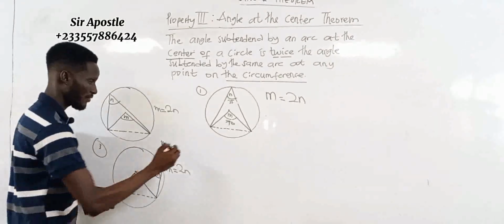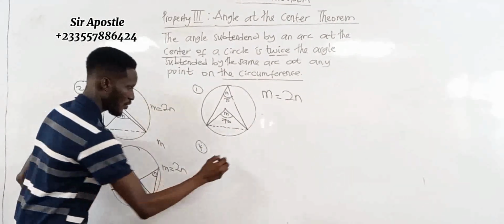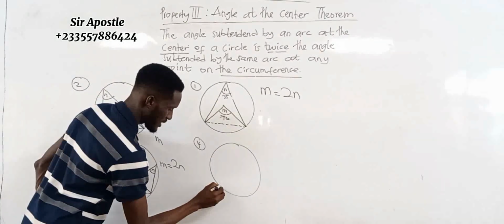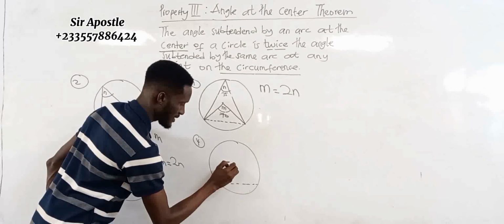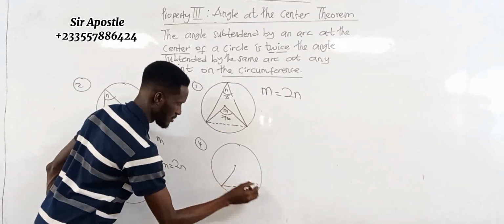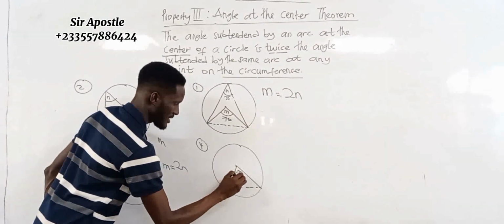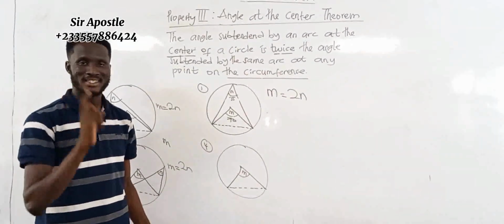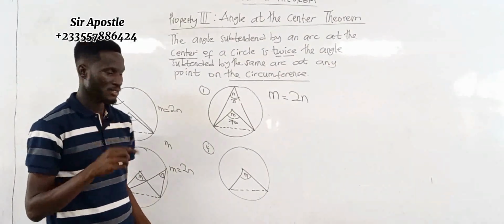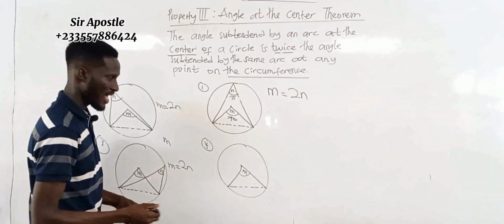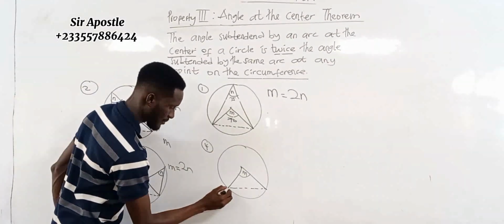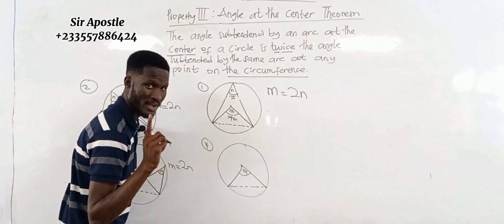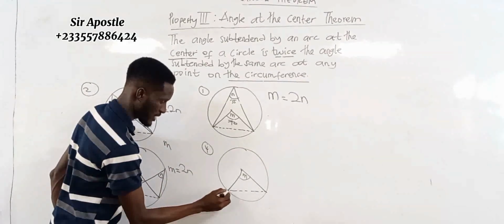Now let me draw another one. Number 4. Now let me consider this circle with the chord. Center of the circle. Now the angle at the center is M. Another angle is supposed to form at the circumference of a circle. Now where will it form? Now I want to bring this one here. We are going to the circumference of a circle. Look at it very well.